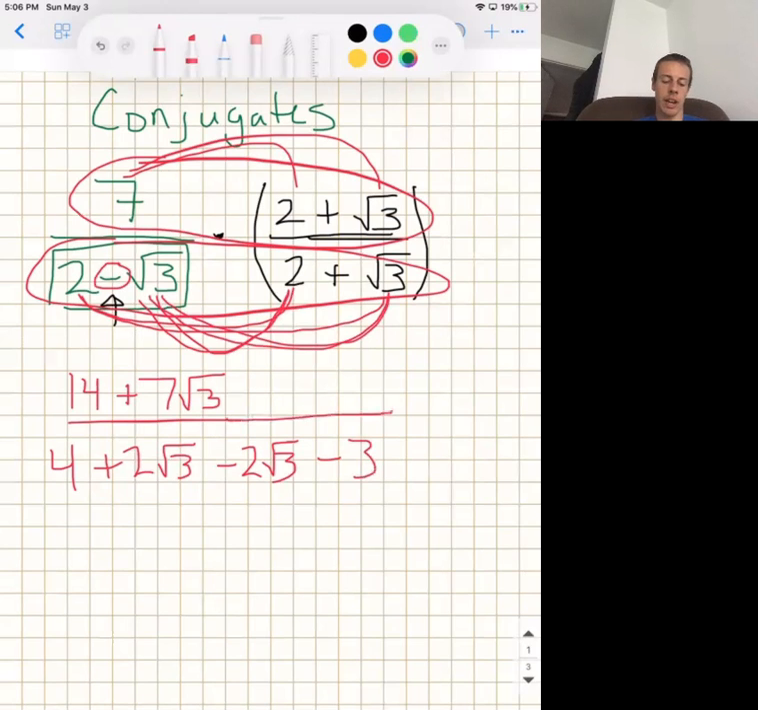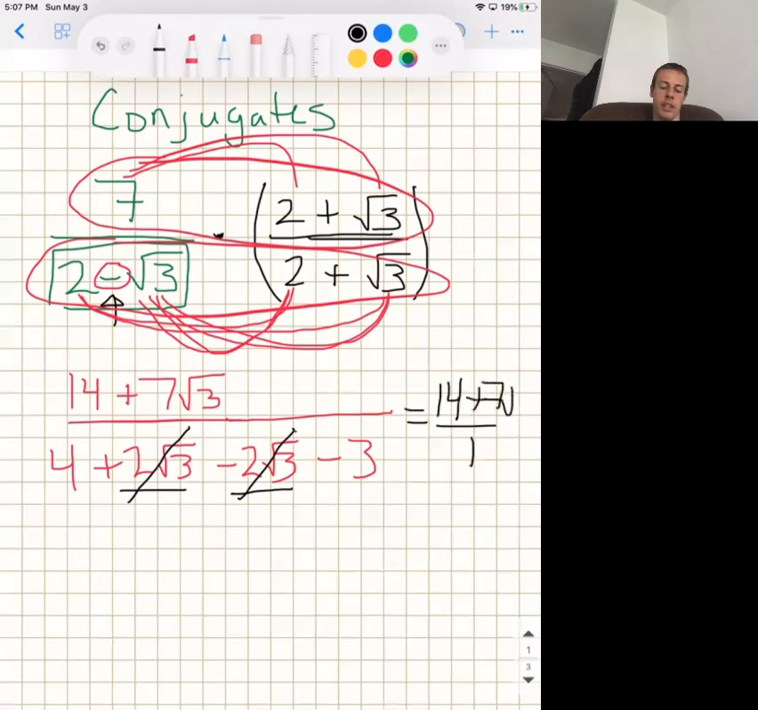So if we look at our denominator, something should jump out at you that's really nice. We have a positive 2 times the square root of 3 and a negative 2 times the square root of 3. Turns out the middle terms are always going to cancel each other out. So I want you to still show the work, but know that in the back of your head. And then finally, we're just left with 4 minus 3, or 1 as our denominator. So your final answer would be 14 plus 7 times the square root of 3.